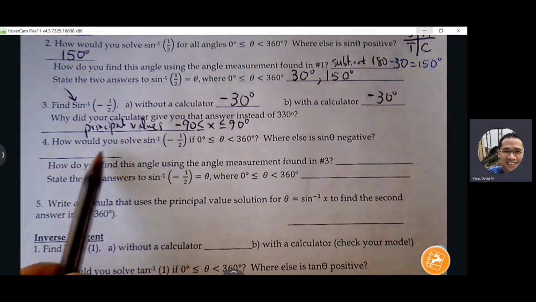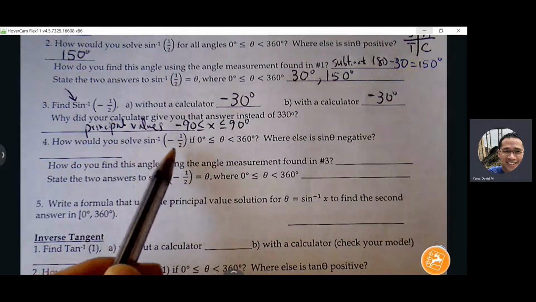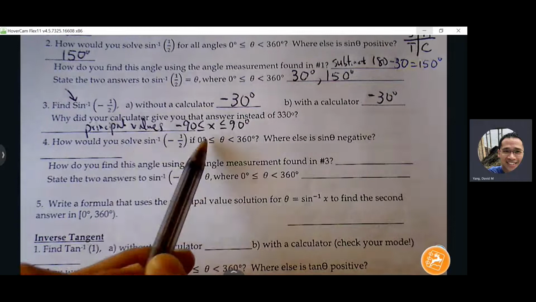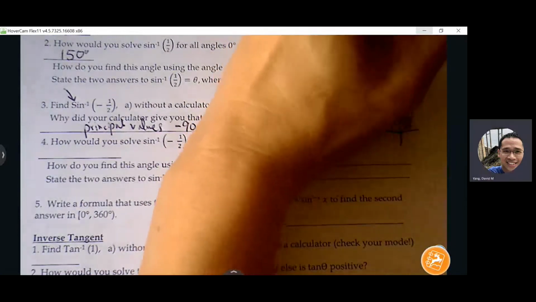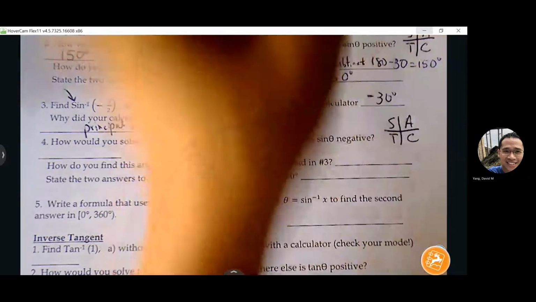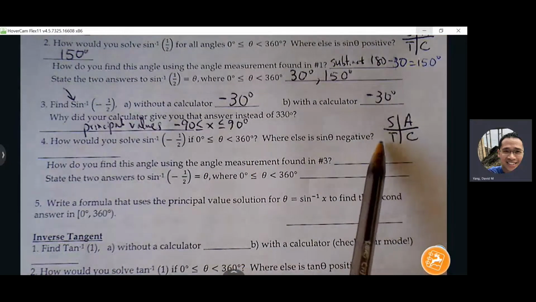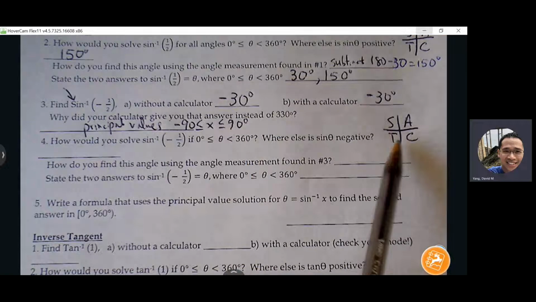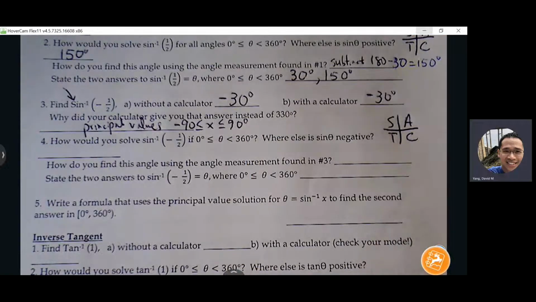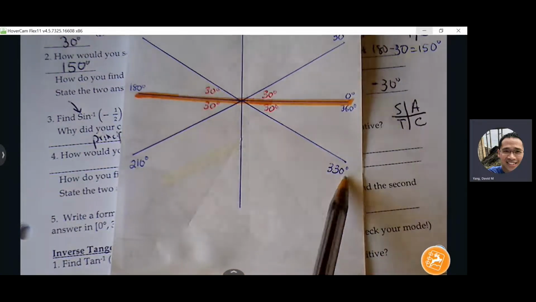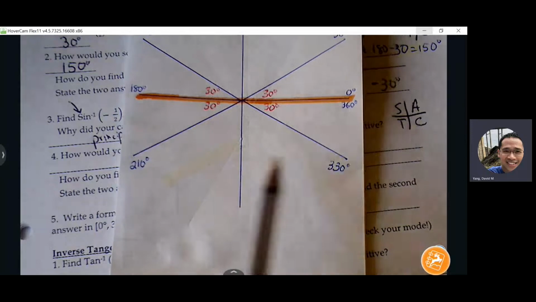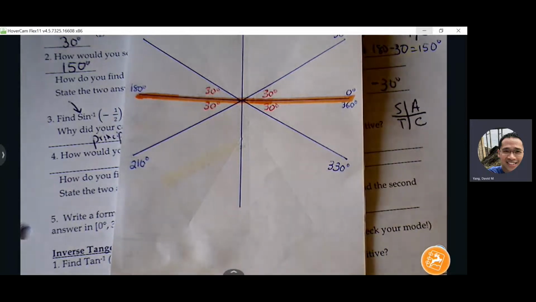Okay. So how do we solve inverse sine negative 1/2? So now we're back to lowercase s between 0 and 360. Okay. Where else is sine negative? Quadrant 3 and 4, right? So we need to adapt that. Okay, so now we can go back to using 330. We can use 210 and 330, right? They both have reference angles of 30 degrees.